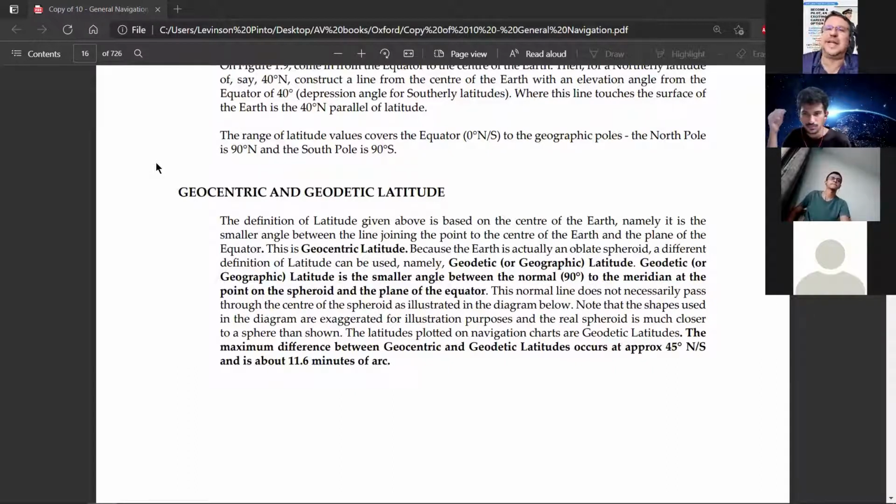Note that the shapes used in the diagram are exaggerated for illustration purposes, and the real spheroid is much closer to the sphere than shown. The latitudes plotted on navigation charts are geodetic latitudes. The maximum difference between geocentric and geodetic latitudes occurs at approximately 45 degrees north and south, and is about 11.5 minutes of arc.